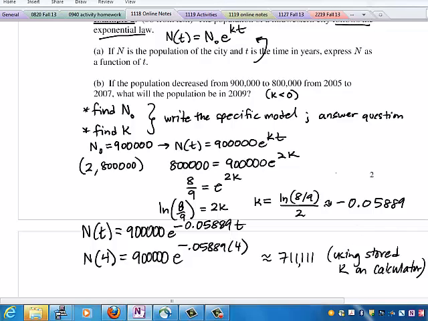So our rate of decay, even though they didn't ask, we'd say the rate of decay would be 5.889% per year, because time was in years.